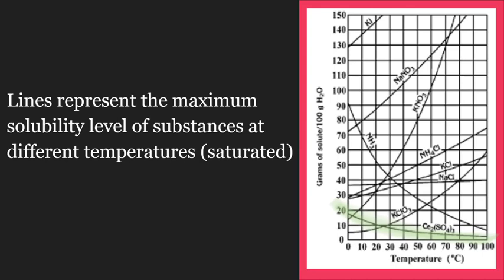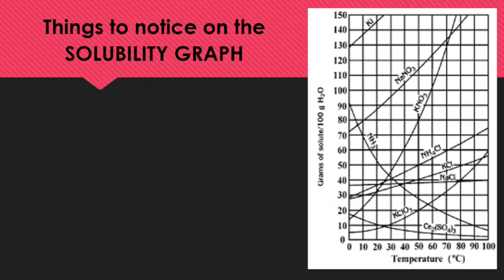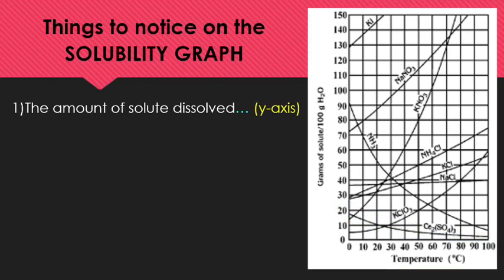So let's look at a couple other key things inside this graph. First off, the amount of solute that's being dissolved is here on our y-axis. It says grams of solute. On our x-axis, as I already pointed out, we have our temperature. So the amount of solute that's going to be dissolved depends on what temperature that we're at.